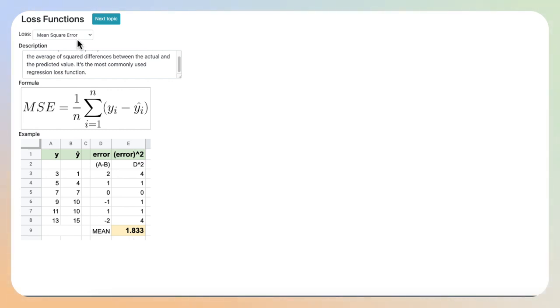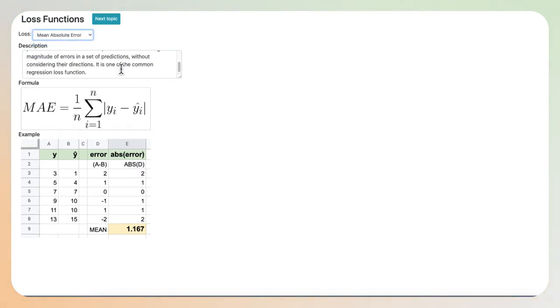Now, if we select mean absolute error from this dropdown, we can read its description, and see the formula that includes the absolute difference between the actual y values and the predicted y hat values. This is followed by the calculation sheet showing y, y hat, error, absolute, and finally the average of the last column as mean absolute error. We can look at some other loss functions like Huber loss, log loss, and hinge loss, along with their descriptions, formulas, and sample data sheets.